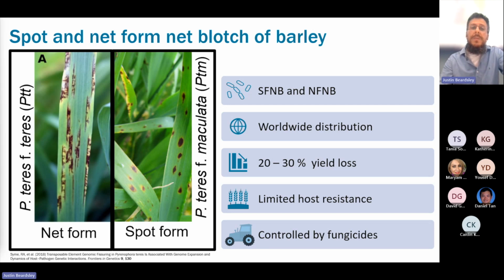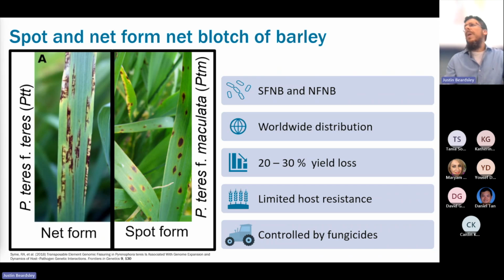On the right-hand side, we've got the spot form of blotch. The pathogen causing the disease is Pyrenophora teres maculata. They are very similar diseases. Actually, there are some places where they don't distinguish between the two diseases, the two pathogens. We abbreviate Pyrenophora teres maculata as PTM.